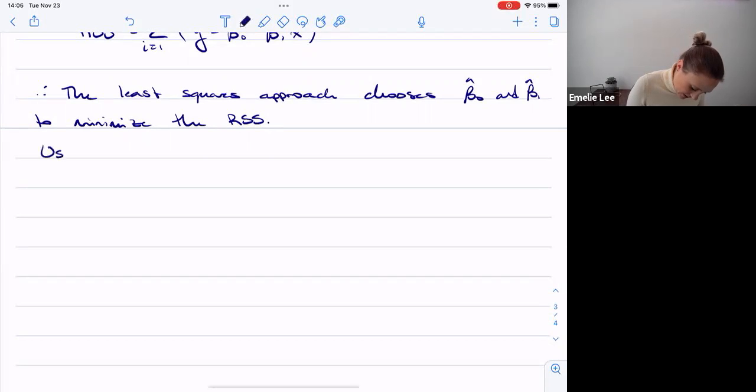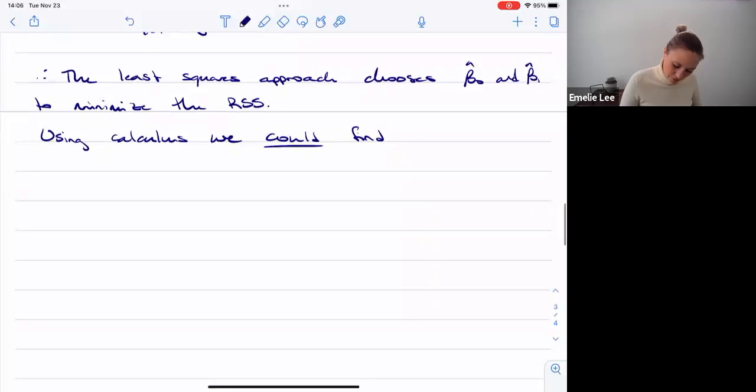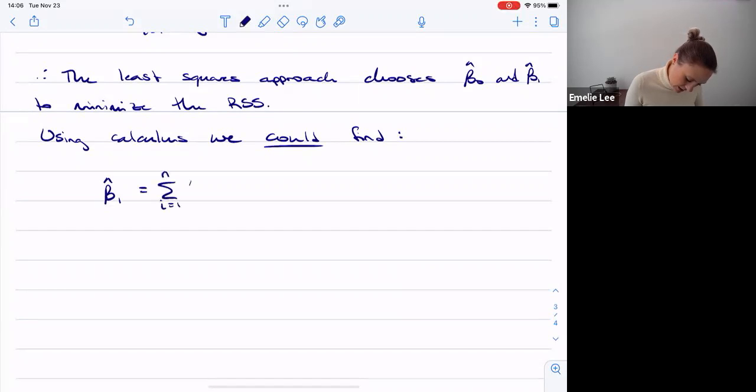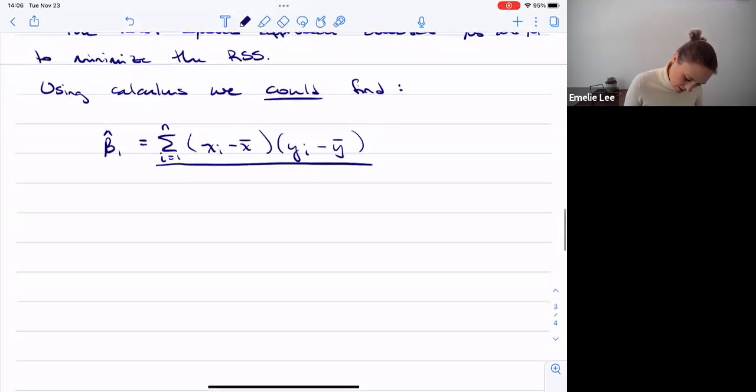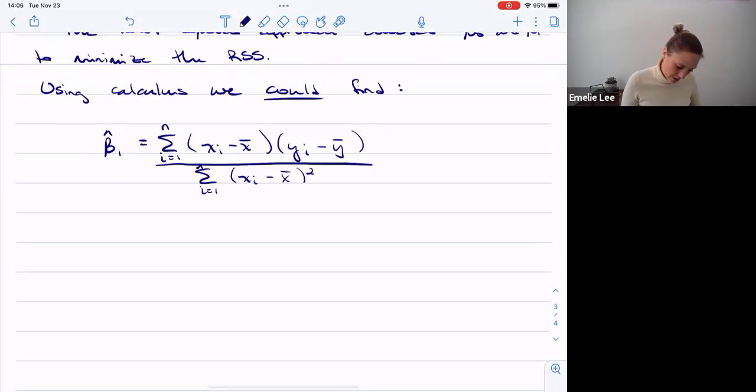So I will add that using calculus, we could find that beta 1 hat is the sum from i equals 1 to n of (x_i minus x bar) times (y_i minus y bar), divided by the sum from i equals 1 to n of (x_i minus x bar) squared.